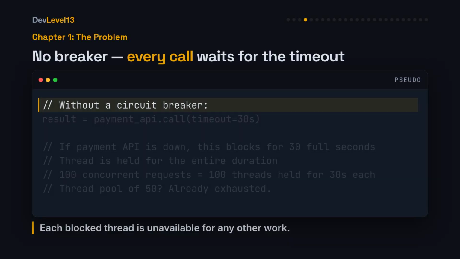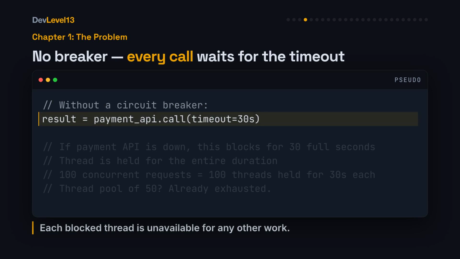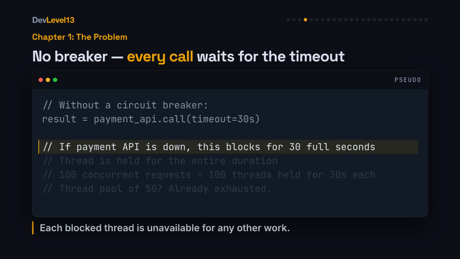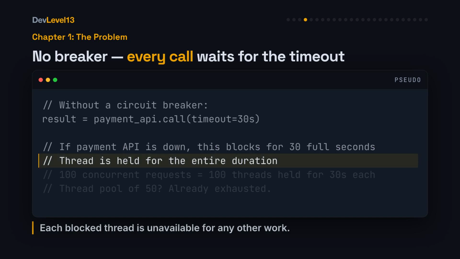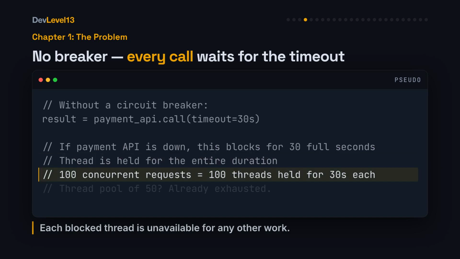No breaker means every call waits for the full timeout. The thread is unavailable for any other work during that wait. This is the mechanism of the cascade: held threads, exhausted pool, service-wide failure.